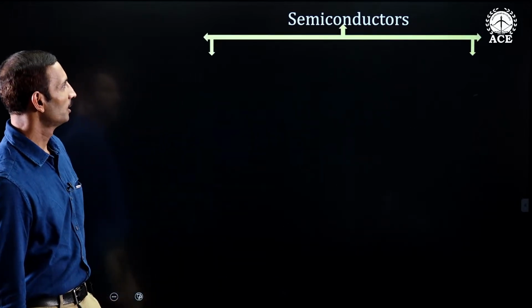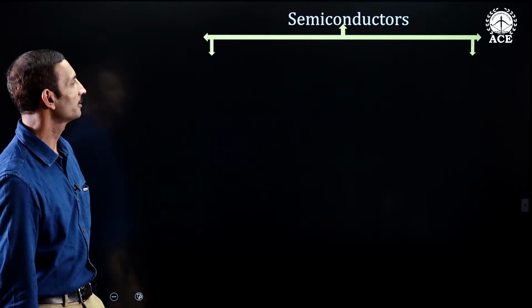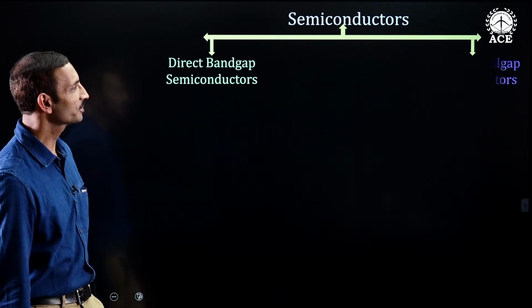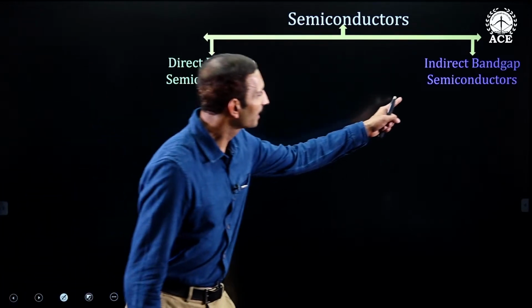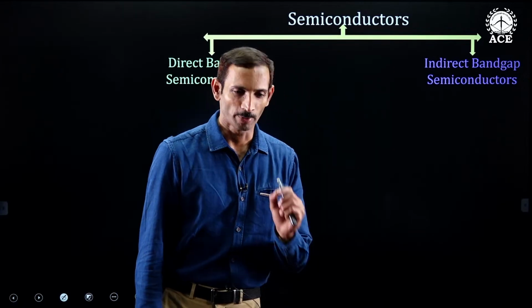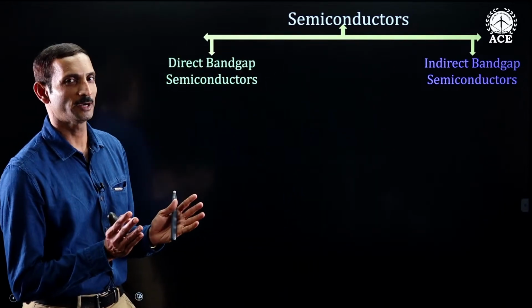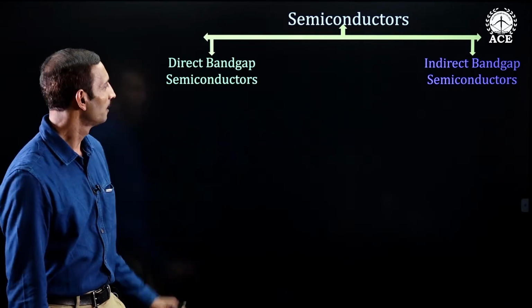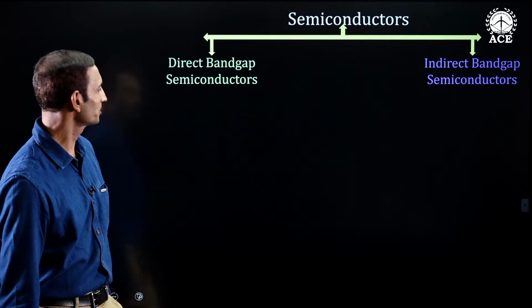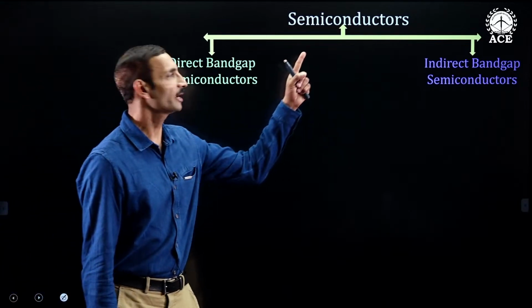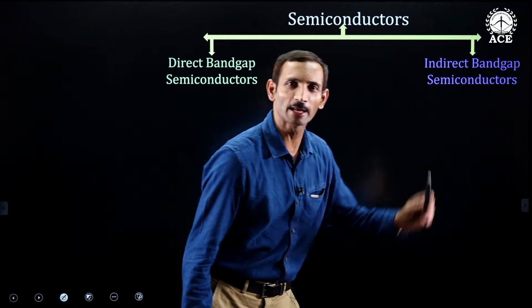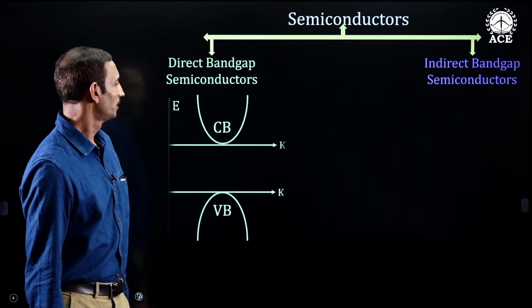Let us see. Now I am classifying semiconductors here into two categories. One, the direct bandgap semiconductors. Two, the indirect bandgap semiconductors. So based on bandgap, we are dividing them. The behavior is entirely dependent on the bandgap itself. What are direct bandgap semiconductors? Semiconductors are of two types, direct bandgap semiconductors and indirect bandgap semiconductors.